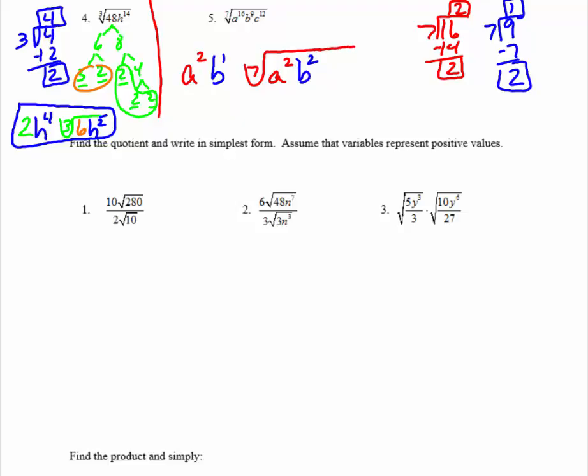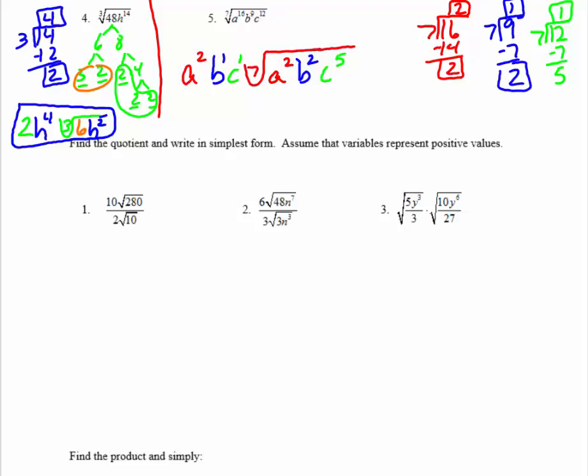Now let's work with the c. What power did c have? It had a power of 12. So I take 12 and divide by my index 7. 7 can go into 12 one time with a remainder of 5. So again, c to the 1st comes out, and c to the 5th stays underneath.